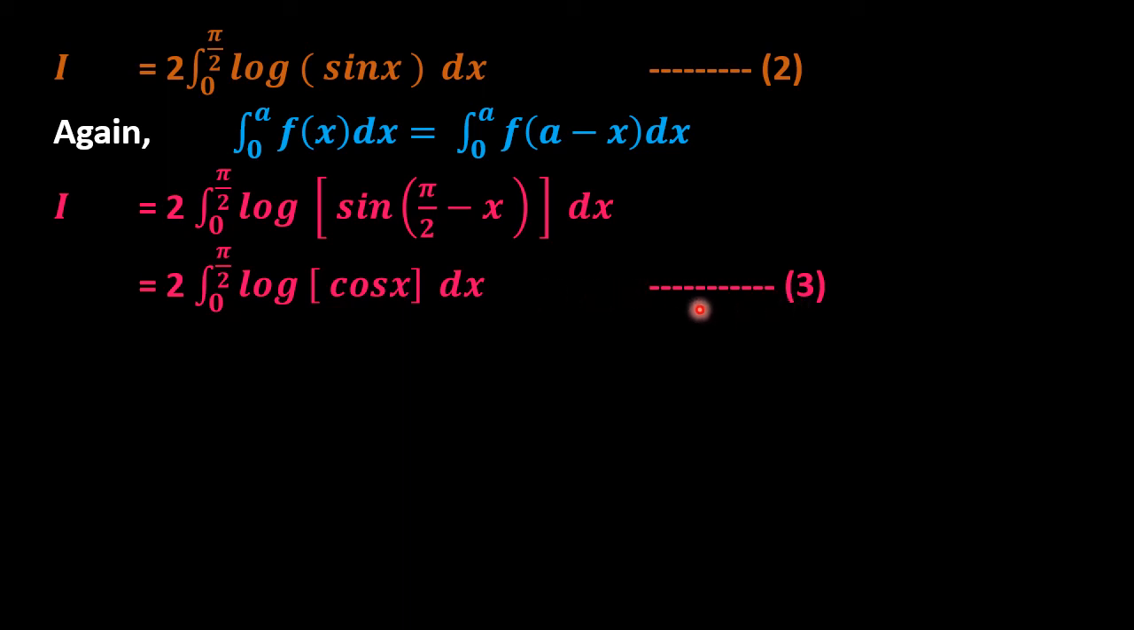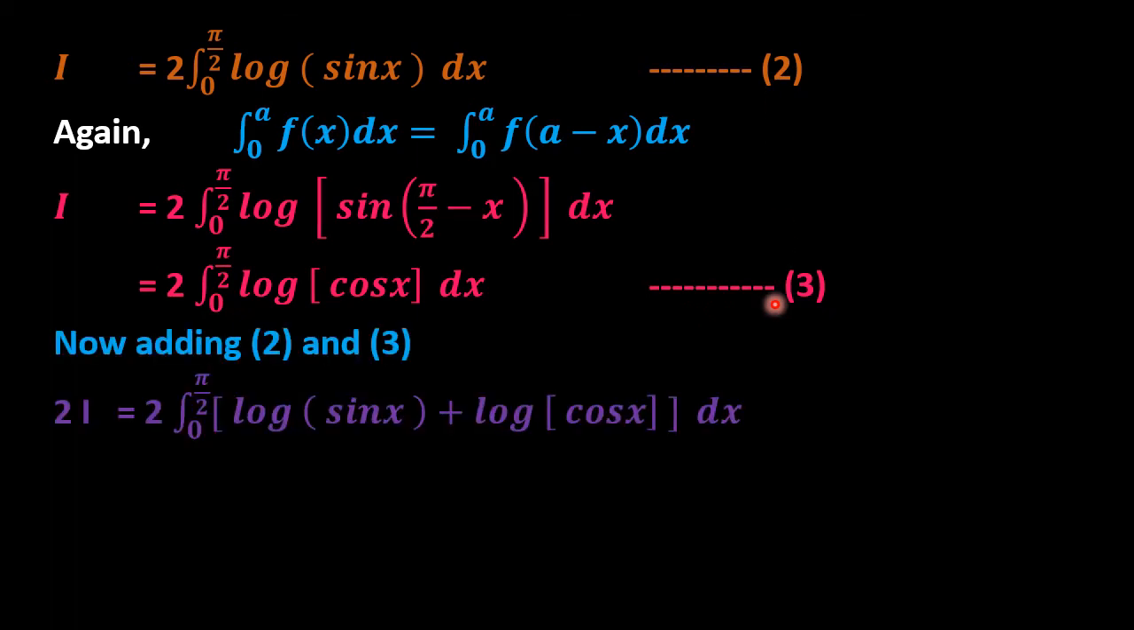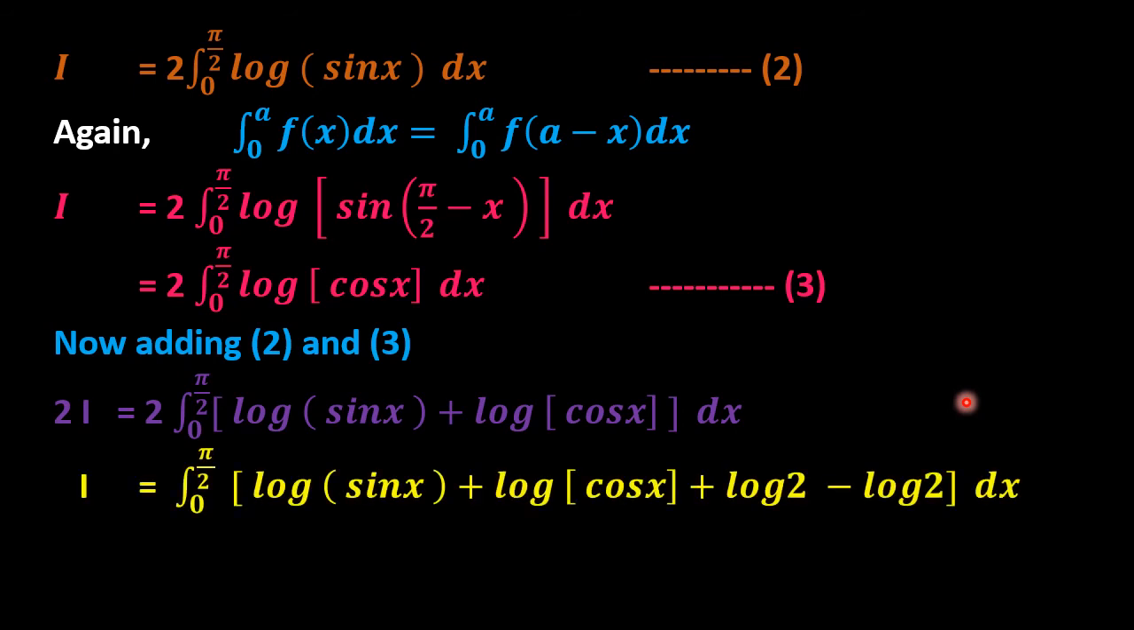And here we add this equation number 2 and 3. Adding equations 2 and 3, we get 2I in the left hand side, and in the right hand side 2 integration from 0 to pi by 2 of log sin x plus log cos x dx. So this 2 and 2 will get cancelled, and here we slightly modify by adding two terms, log 2 minus log 2. So here log sin x plus log cos x plus log 2 can be written as log 2 sin x cos x, and this minus log 2.